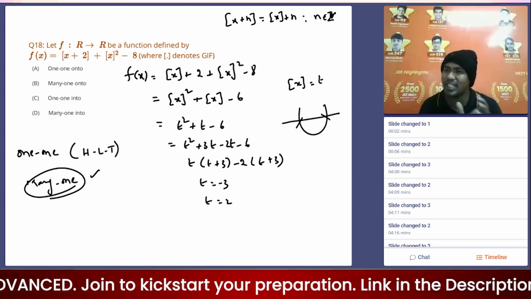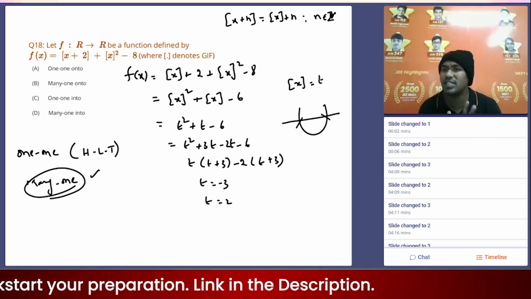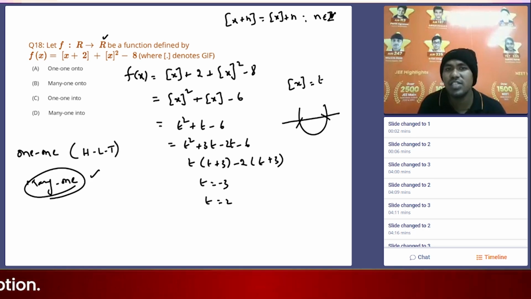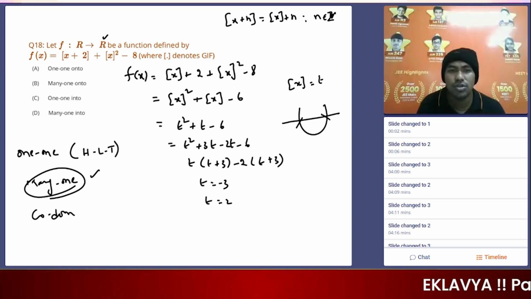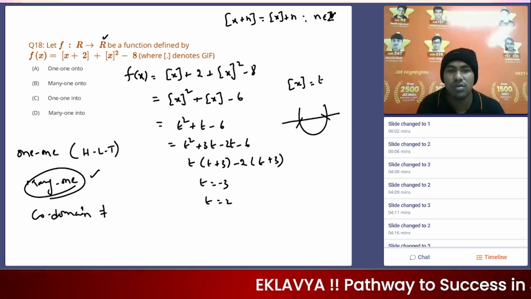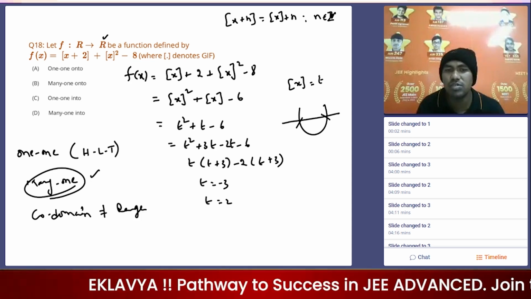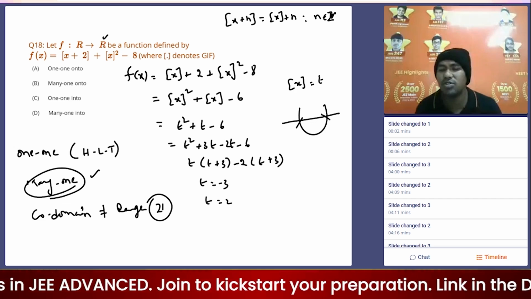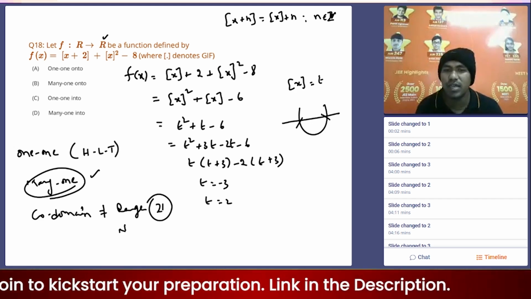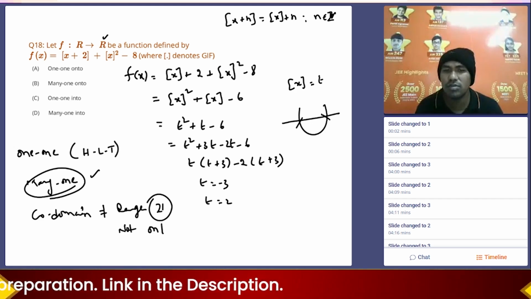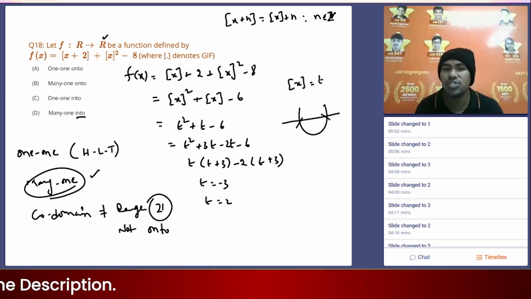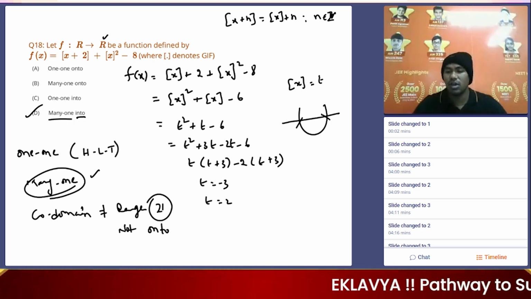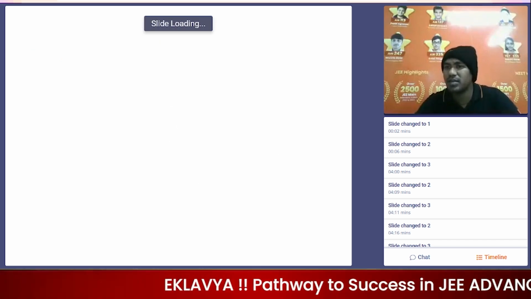And see, the greatest integer function always gives the range as integer values only. But here they have given the codomain as the set of real numbers. So the codomain is not equal to the range of the function, because the range is always a set of integer values only. That means it is not onto either. So this function is into and many-one. So the answer is option D. It's very simple, right?